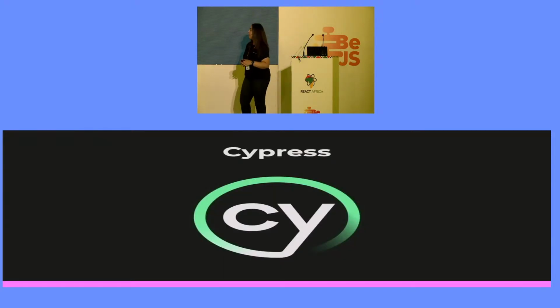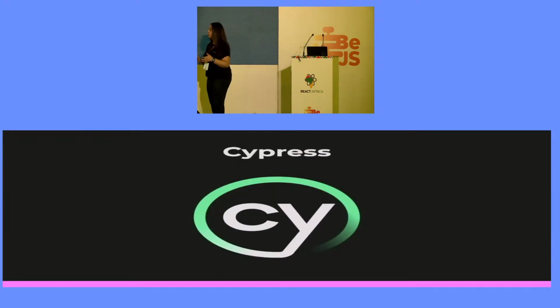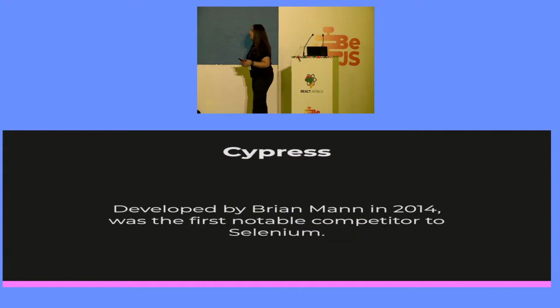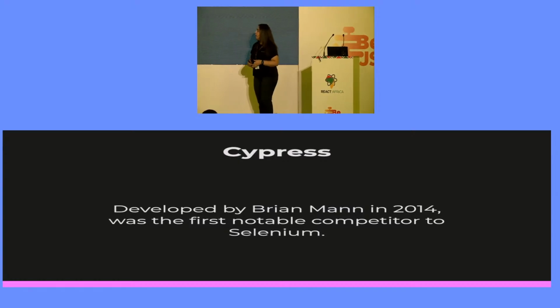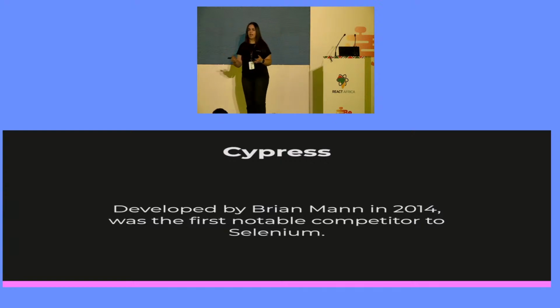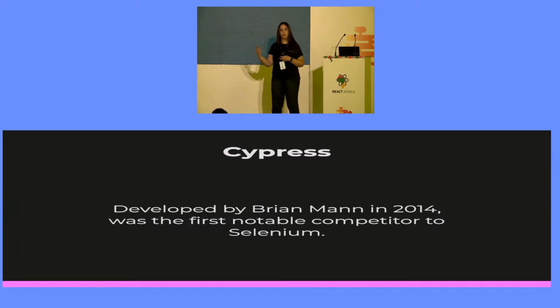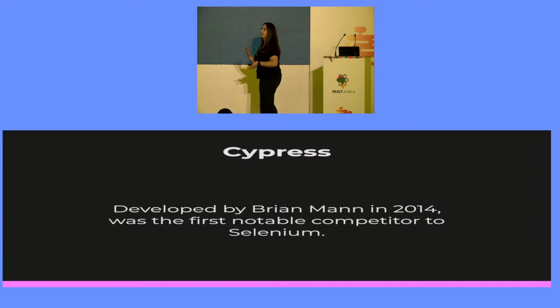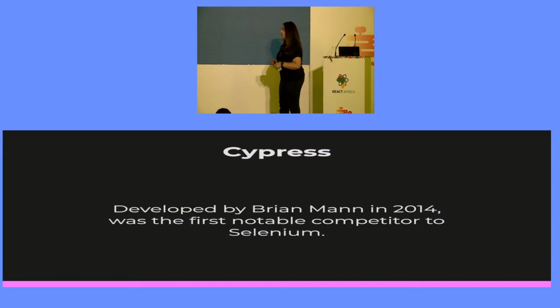Cypress is the first real competitor to Selenium. It actually arrived 10 years after Selenium, in 2014, by this guy, Brian. He was a developer, and he was really annoyed about Selenium because there was just Selenium out there. He was working with that. He wasn't happy. He was really not enjoying using Selenium. So he wanted to build something that was actually nice for developers to use. So his must-have was to have the best developer experience ever.